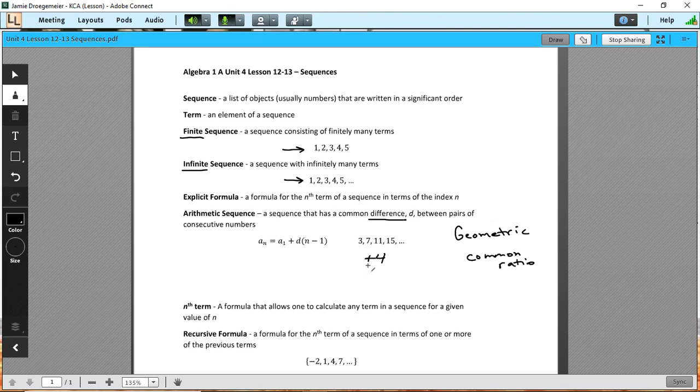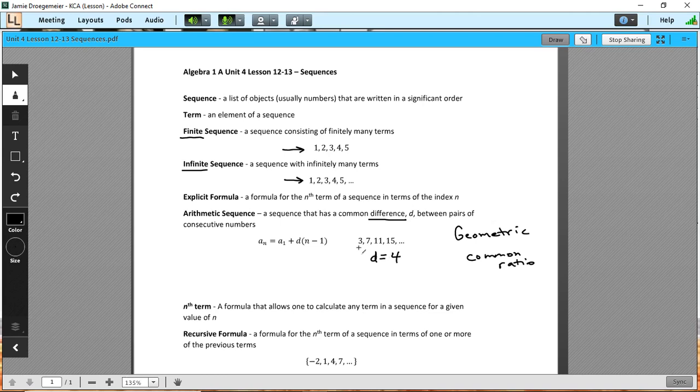So our common difference would be 4. And so we use the letter D to represent that common difference. So we would say that D equals 4.